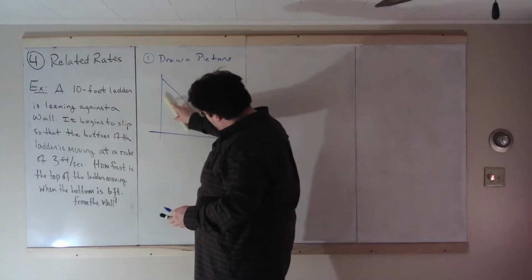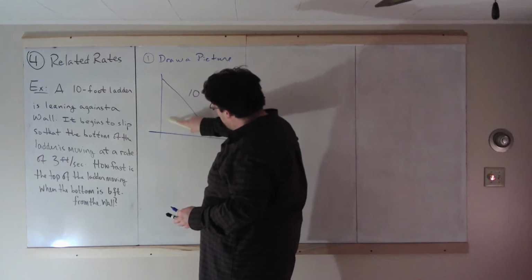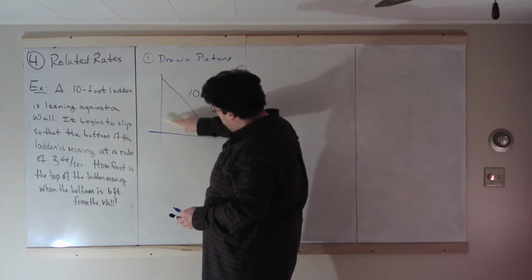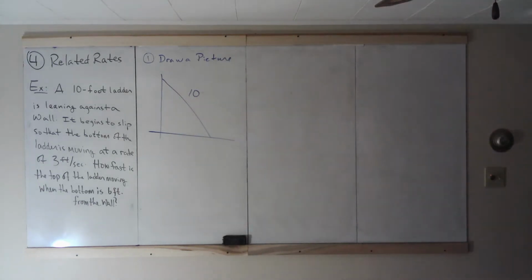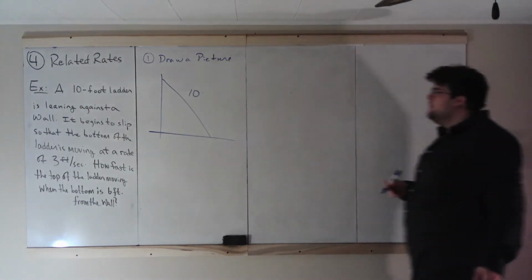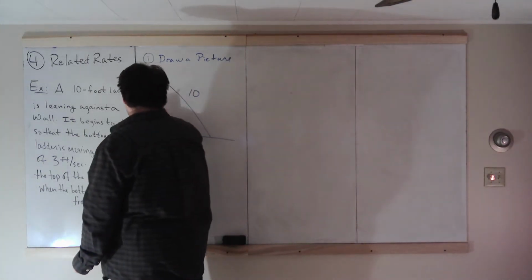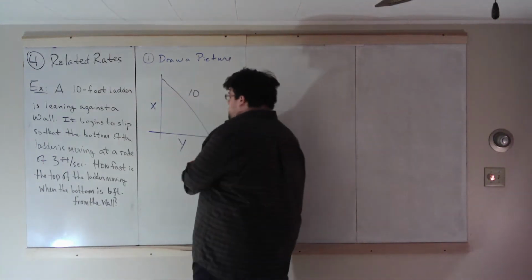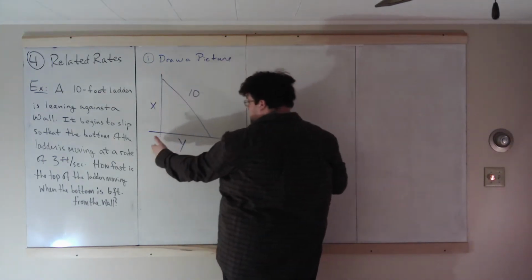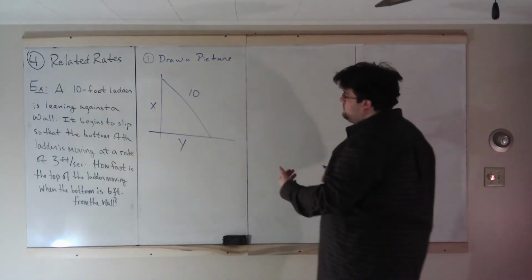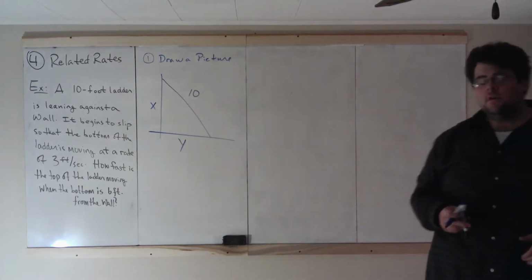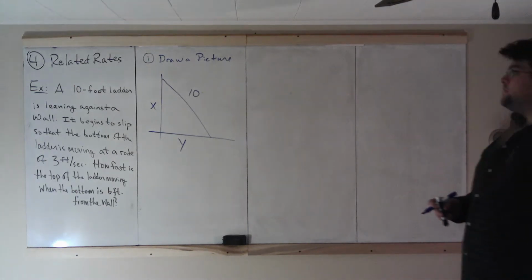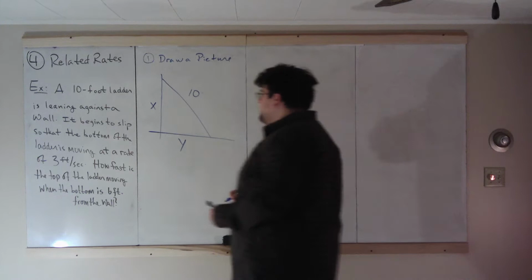So we have this 10-foot ladder leaning against the wall. What happens as time goes on? Well, it begins to slip, which causes a couple quantities to change. The 10 never changes, but the other quantities do. Which quantities? Well, let's call this one x, and let's call this one y. As this ladder slips, x is getting smaller, y is getting larger. But in particular, x and y are changing. So the first thing I like to do is always draw a picture. And I'm just going to further emphasize the point.